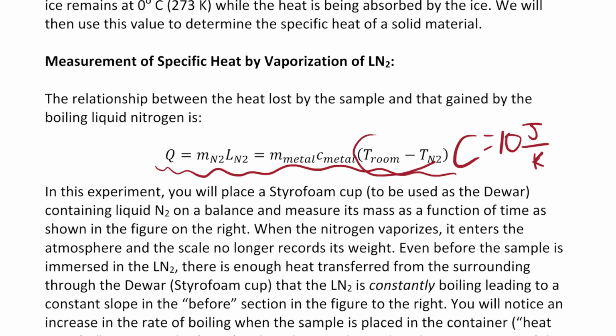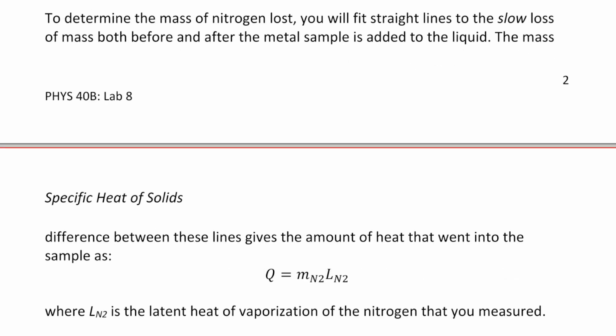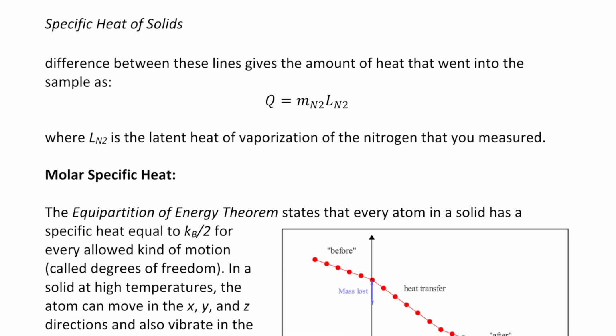And so this T room minus Tn2 just says that we initially had a room temperature object, and then the temperature of that object went all the way down to Tn2, meaning that the change in temperature was T room minus Tn2. So that's why you were subtracting those. All right. And so this is like the same Q equals ML as before.